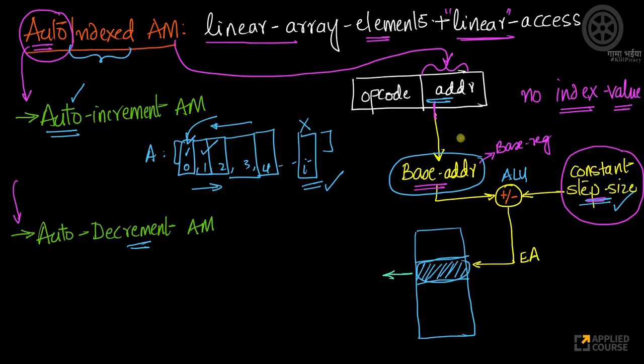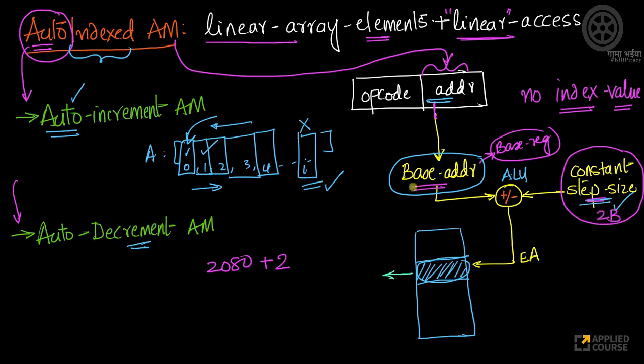Very importantly, after the base address is updated, look at this. Suppose I have a base address of 2080, stored in some base register or some general purpose register. Let's assume the value is 2080, and my step size is 2 bytes.